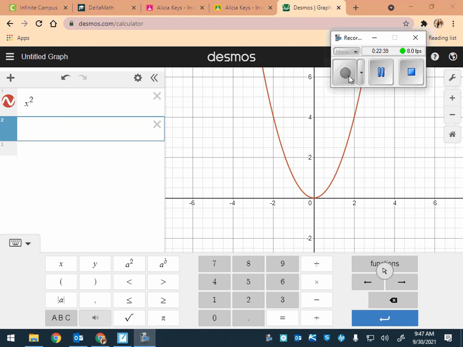There it is. It's getting closer and closer and closer to the y-axis, right? How else can we describe it? Yeah, James.